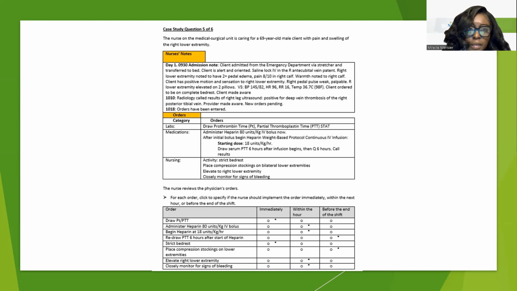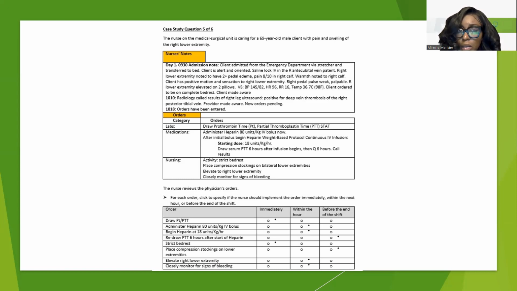So when we look at this, you're going to draw the PTT, that's immediately, okay? And then you're going to place the patient on strict bed rest. It's very important that you tell the patient not to what? Get out of bed. Because patients like to move, okay? Now, after you draw the first PTT, then within the hour, you have to start giving your what?